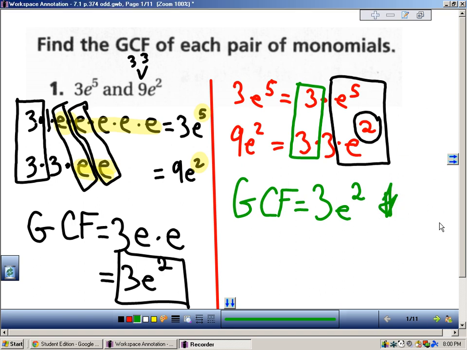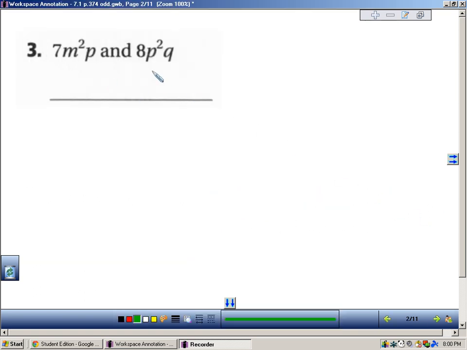Now let's pick up the pace here. So let's use the technique of comparing our coefficients. Okay. Do they have any common factors? This is 7 and 1. This is 4 and 2, 2, 2. There are no common factors between 7 and 8. No common factors, right? And so that could be a problem.